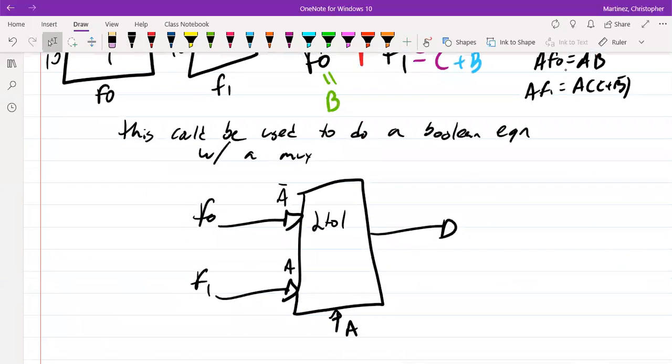Now we could use this as a way to solve a Boolean equation using a mux. So if I said, okay, I have a 2-to-1 mux, what am I doing? I'm going to say the selection is the A. So that's going to give me an A bar piece and an A, because with this mux, if I choose 0, I choose the top line. If I choose 1, I choose the bottom line. And then what's going in there is F0 or F1, because that would be A bar F0 and A F1. So what is this F0? This F0 would be B, and the other one is C plus B bar.